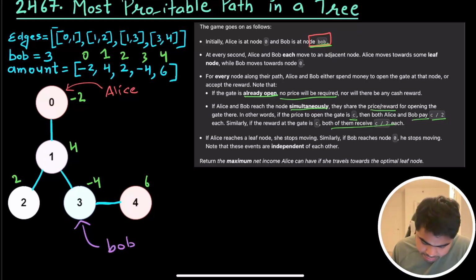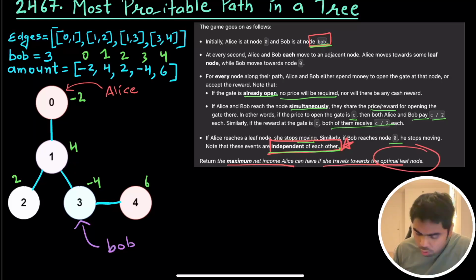If Alice reaches a leaf node, she stops moving. Similarly, if Bob reaches node 0, he stops moving. Note that each event is independent of the others. This is the key to solve this problem. Now we need to return the maximum net income Alice can have if she travels towards the optimal leaf node.